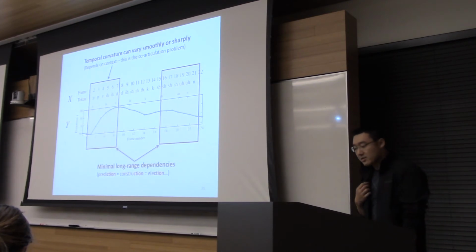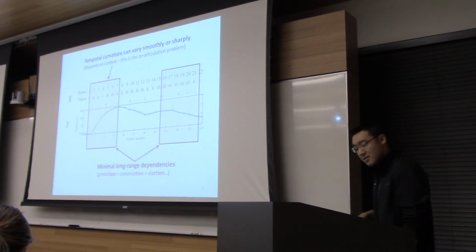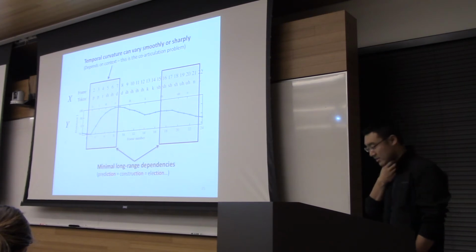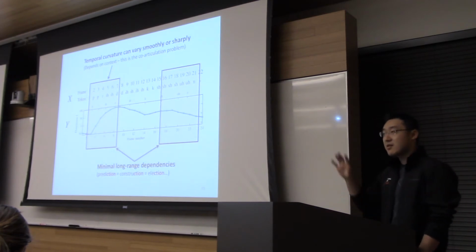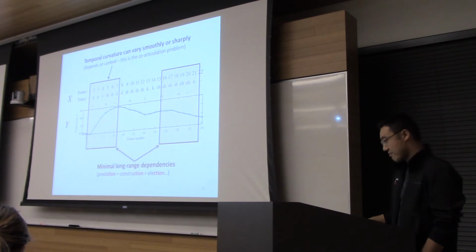What that means is, how your mouth is shaped to speak the end of the word prediction is more or less the same as the end of the words construction, election, etc. So there are minimal long-range dependencies, which, put together with the first observation, motivates some kind of sliding window approach, which I'll describe briefly.